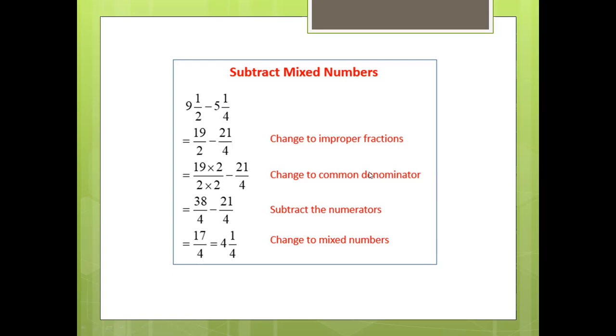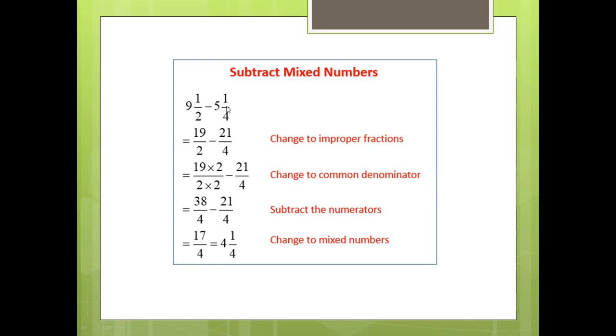Now we have to change to a common denominator. So we have to make sure that we have the common denominator 4. How? We're just going to find the LCD again. 2 times 2 is 4, and 19 multiplied by 2 is 38. Now we have the answer of 38 over 4, and now it is equivalent to our fraction, and the other is 21 over 4. So now we are going to subtract this. 38 minus 21, we have 17, and then keep the denominator the same.